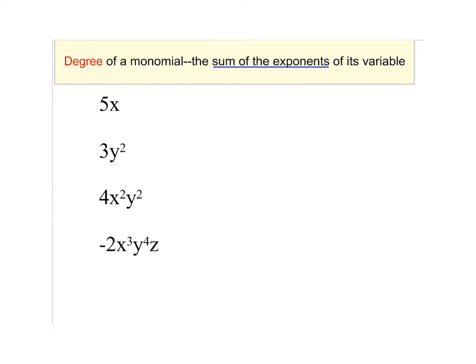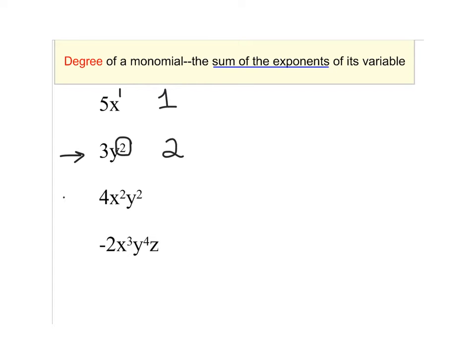So what we're going to look at first is the degree of the monomial, and this will help us in a little bit when we look at the degree of polynomials. The first one we have is 5x, and the degree of this, because on the x we just know that there's an exponent of 1, so this is a degree of 1. On the next problem, 3y squared, we are looking at the degree of the monomial, and it is an exponent of 2, so it's degree 2.